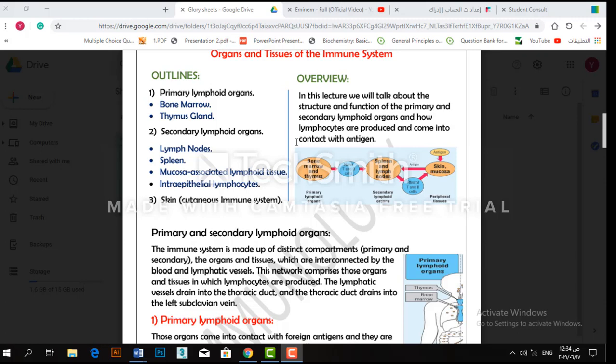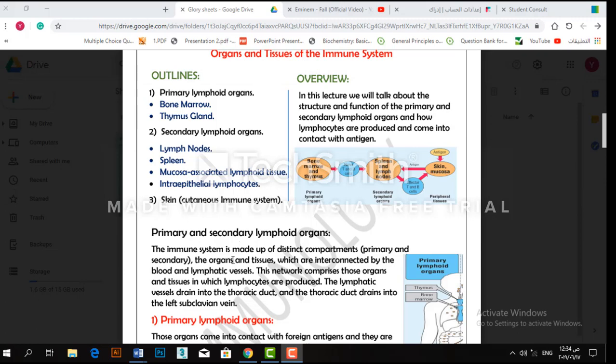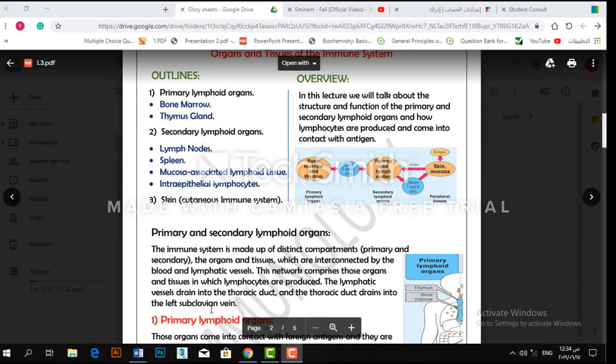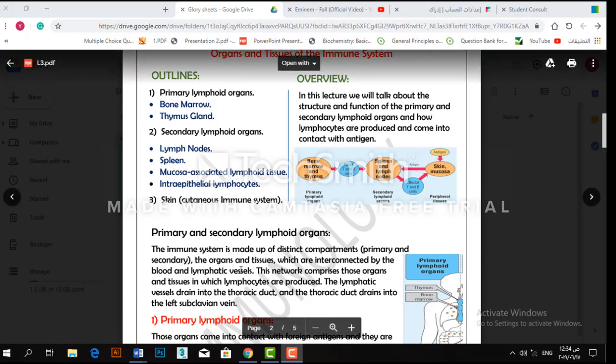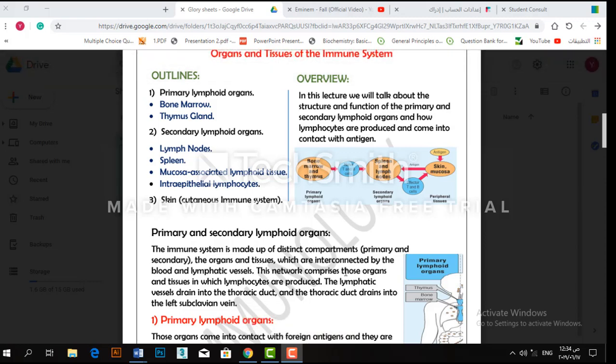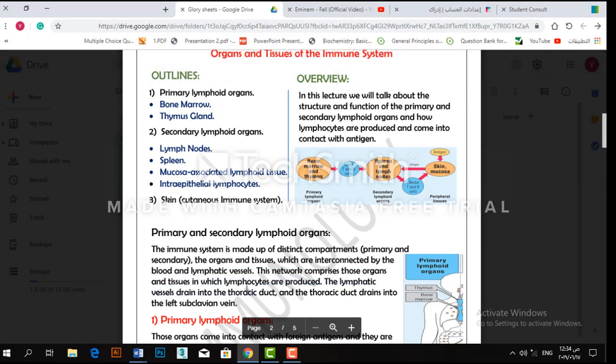Now we have something called the primary and secondary lymphoid organs, and they are the organs that are responsible for the production and maturation of lymphocytes. Now, the immune system is made up of distinct compartments, which are the primary and secondary organs. The organs and tissues are interconnected by the blood and lymphatic vessels. Now, this network comprises those organs and tissues in which lymphocytes are produced.